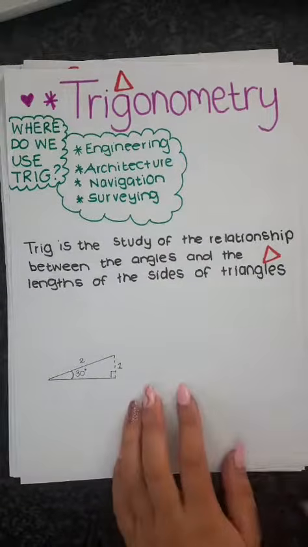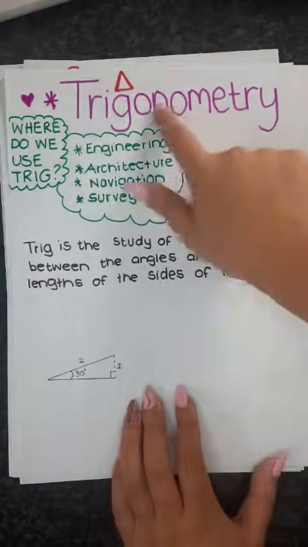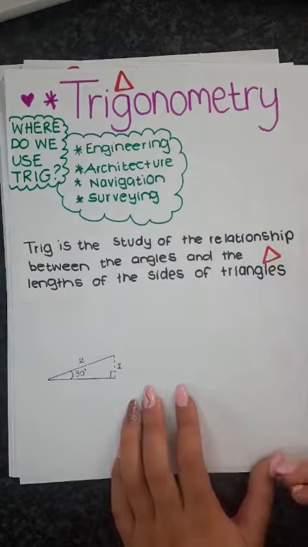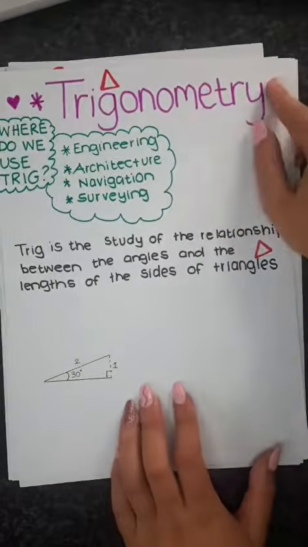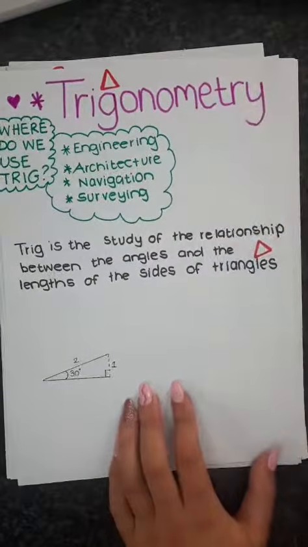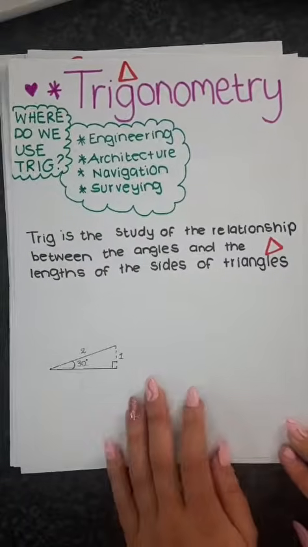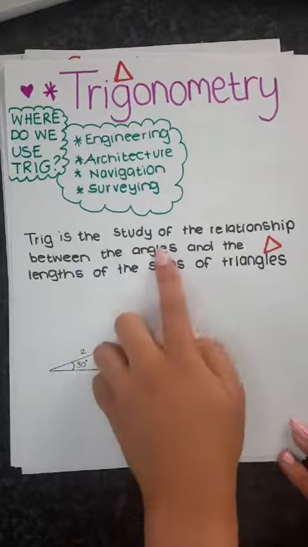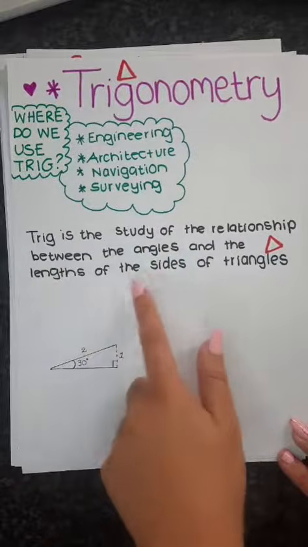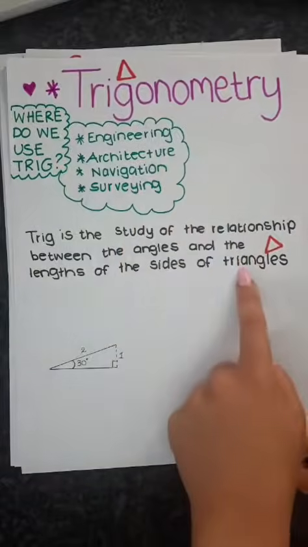But what is trig? Trigonometry is the full word. Trigon actually stands for triangle, if you guys didn't know, it's Greek. And ometry stands for to measure. So we're measuring things in triangles. Basically, trig is the study of the relationship between the angles and the lengths of the sides of triangles. Trigon means triangle.